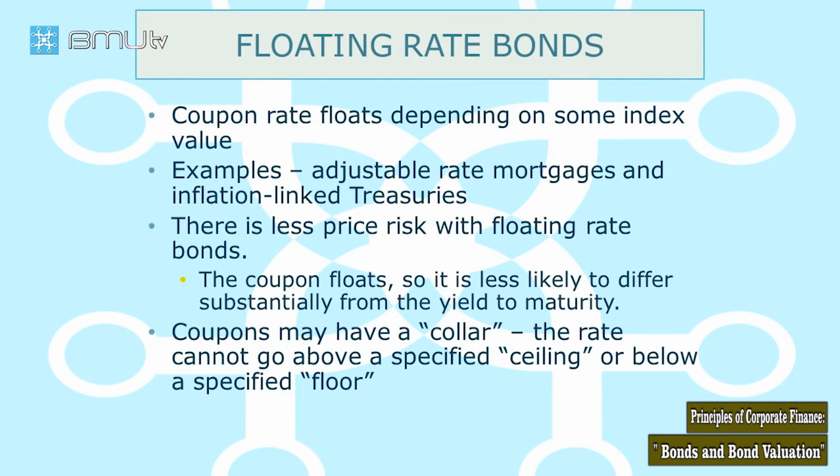Floating rate bonds, again, as its name suggests, the rate may change from period to period. The coupon rate floats depending on some index value, for example adjustable rate mortgages and inflation-linked treasuries. There is less price risk with floating rate bonds because the coupon payments are adjusted with the current situation. Coupons float, so the price is less likely to differ substantially from the yield to maturity.